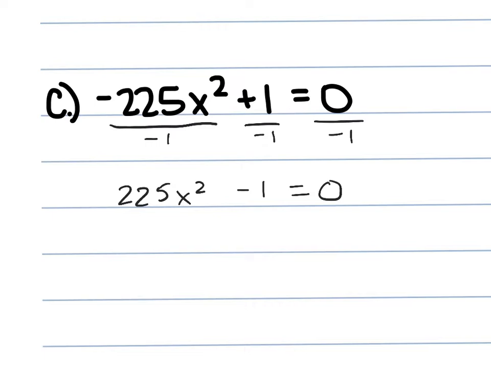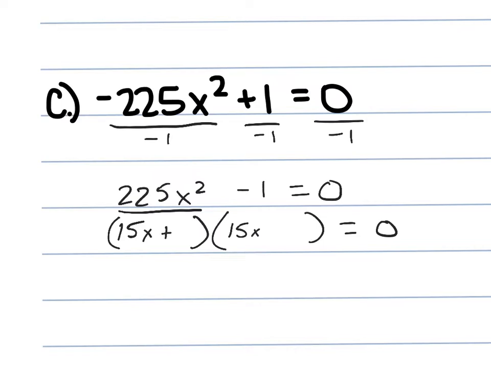Now, this is the difference of two squares. Yes, you could do the square root with it, but I'm just trying to show the patterns of the difference of two squares. What times itself will give me 225x squared? 15x. Plus minus, what number goes here and here? 1, because 1 times 1 equals 1. Now I'm going to keep going. 15x plus 1 equals 0, and 15x minus 1 equals 0.